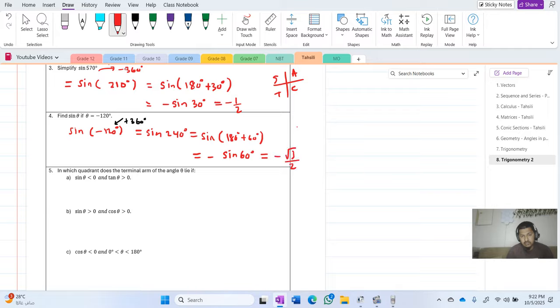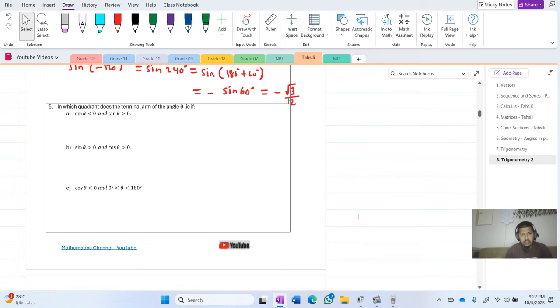In which quadrant does the terminal arm of the angle theta lie? In other words, what's the terminal arm? These are terminal arms, right? So we're going to look at how to solve this. Sine theta is less than 0, so CAST, right? Where is sine negative? Less than 0 means negative. Sine is negative in the third and fourth quadrant, because in the first quadrant all is positive, and in the second quadrant sine is positive. Where is tan positive? Tan is positive in the third and the first. So the most amount of information here simultaneously occurs in the third quadrant.